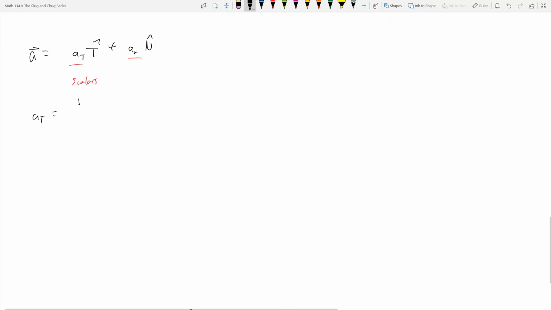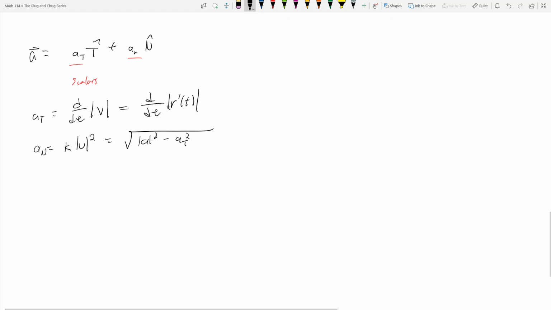So AT is the derivative of the magnitude of the velocity vector, the same thing as the derivative of the magnitude of r prime of t. And AN is equal to the curvature times the magnitude of the velocity vector squared. Or if you found AT already, you can use the fact that this is equal to the square root of the magnitude of the acceleration squared minus AT squared. Okay, and so how do we do this?